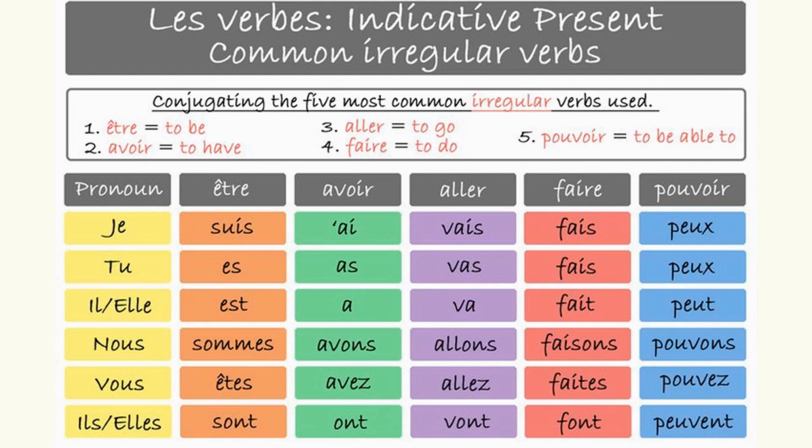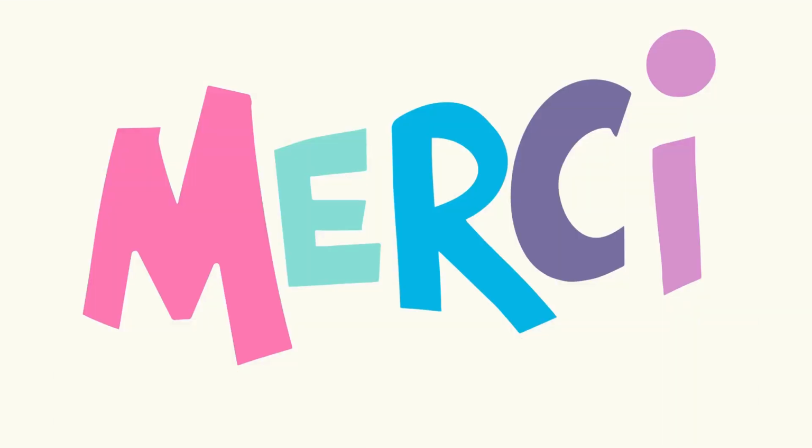So these were the five very common verbs which are used frequently and are irregular. These are exceptions, so you need to learn them. So this was all for this video.